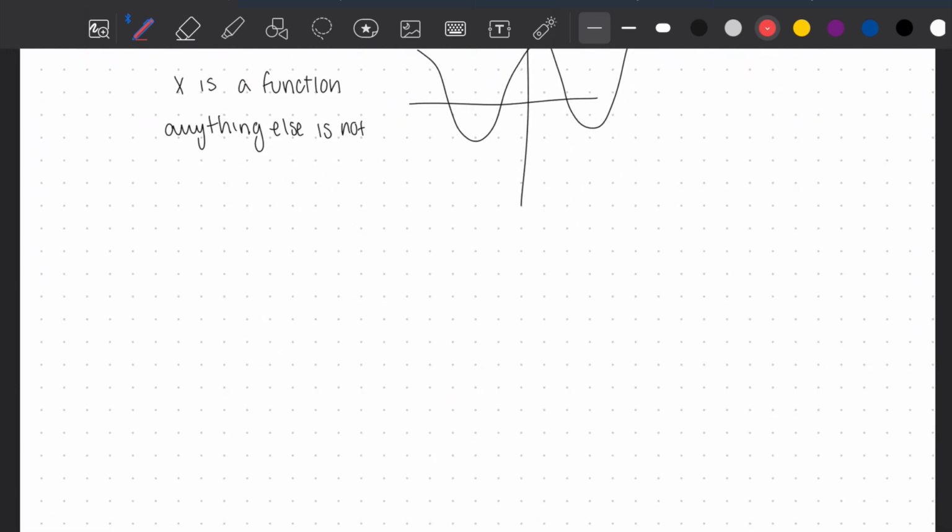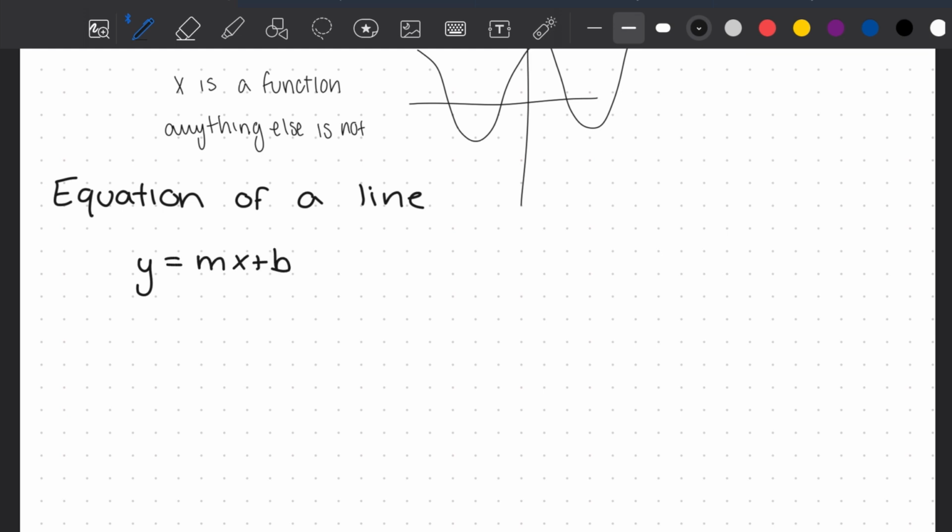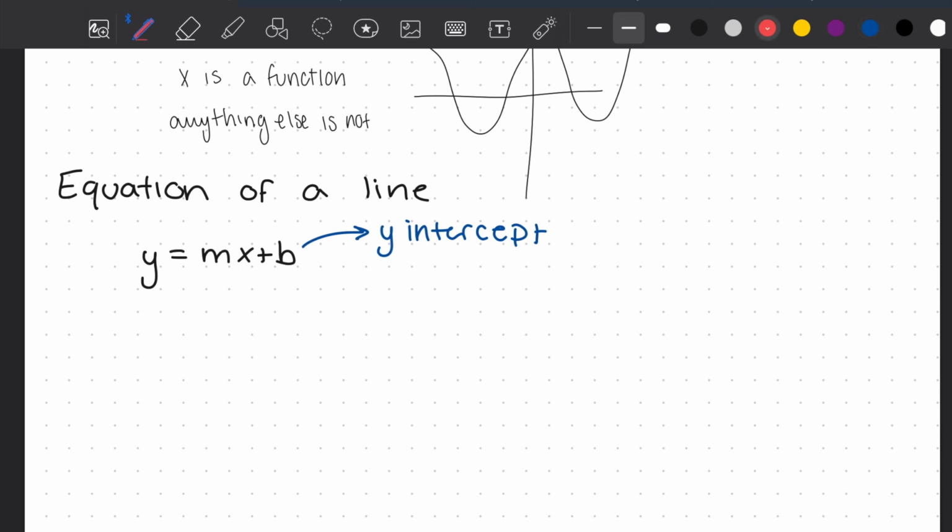If you are given an equation of a line, let's just remember what that is here. It is y equals mx plus b, where b is our y-intercept. M is our slope. And x and y is a point on the graph. I'm just going to underline the x and y's there.